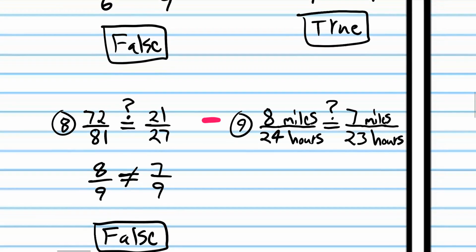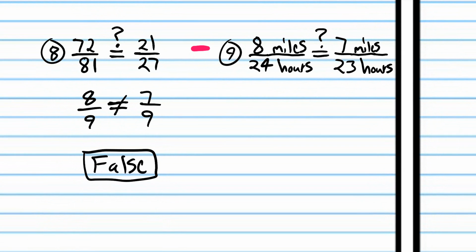Proportions set fractions equal to each other, but sometimes these fractions can be rates. In this case, this is a rate. It's miles per hour. It's a rate because the units are different in the numerator and the denominator. But if the units are the same, then we would call these ratios. We'd be setting ratios equal to each other. But this is really the same type of problem.